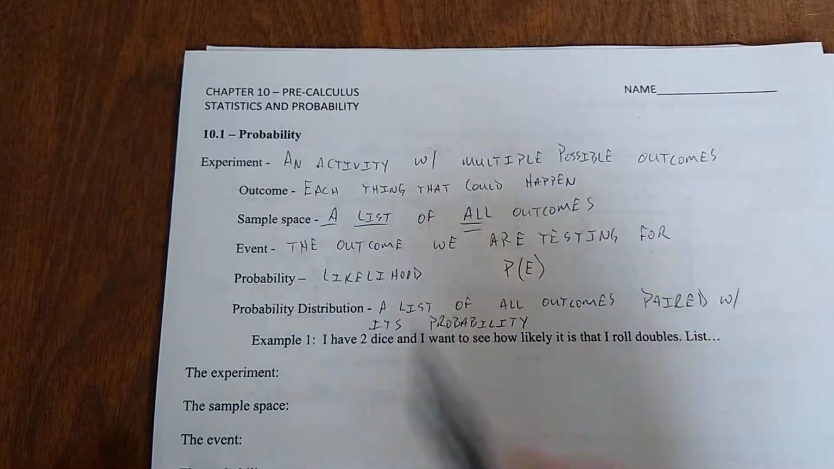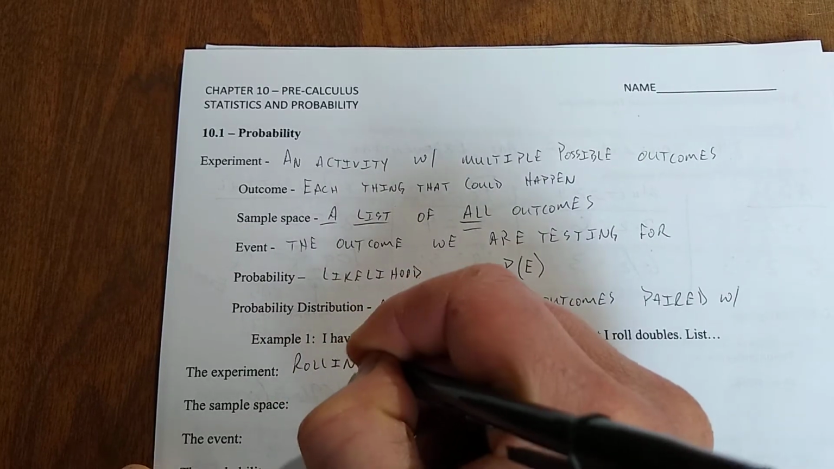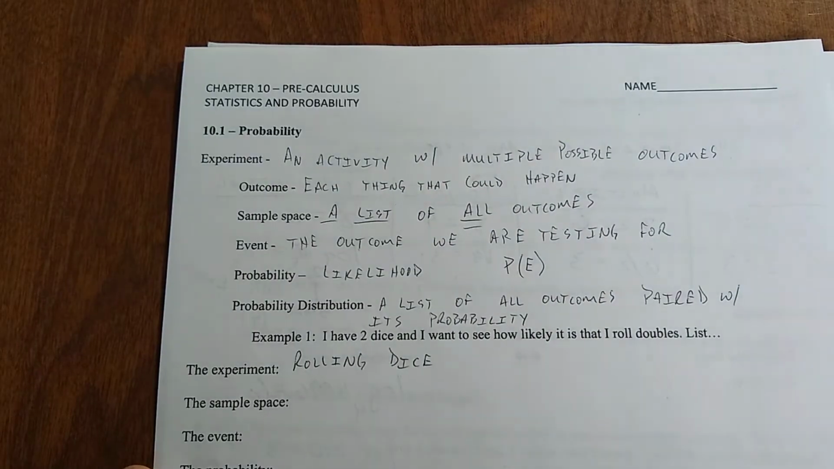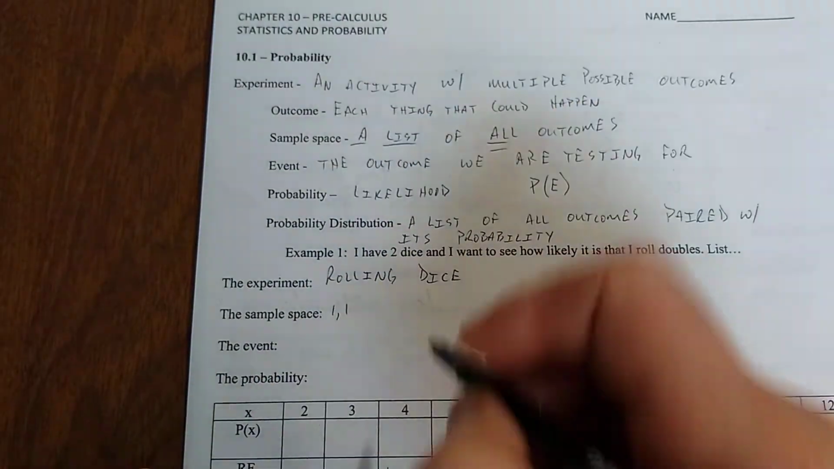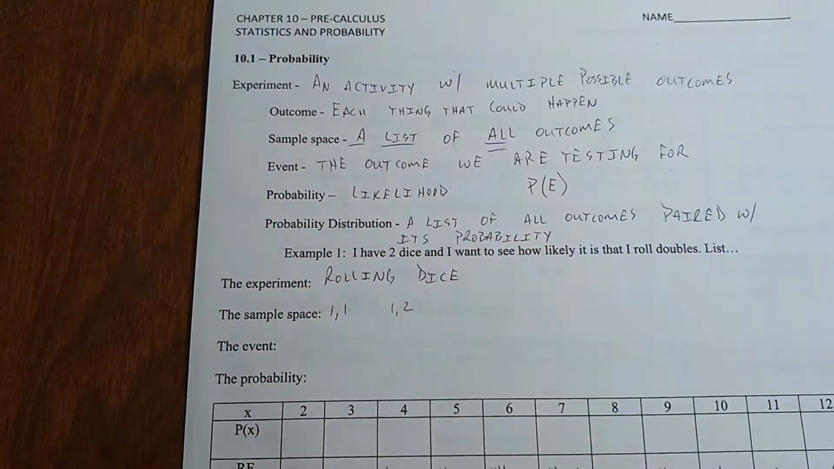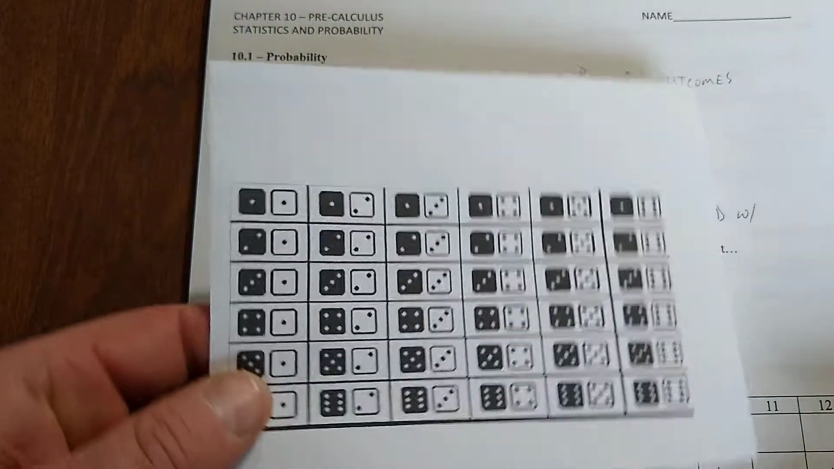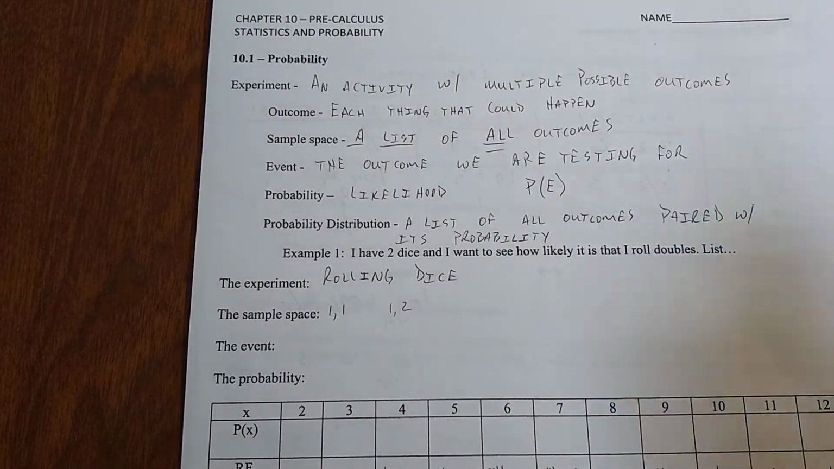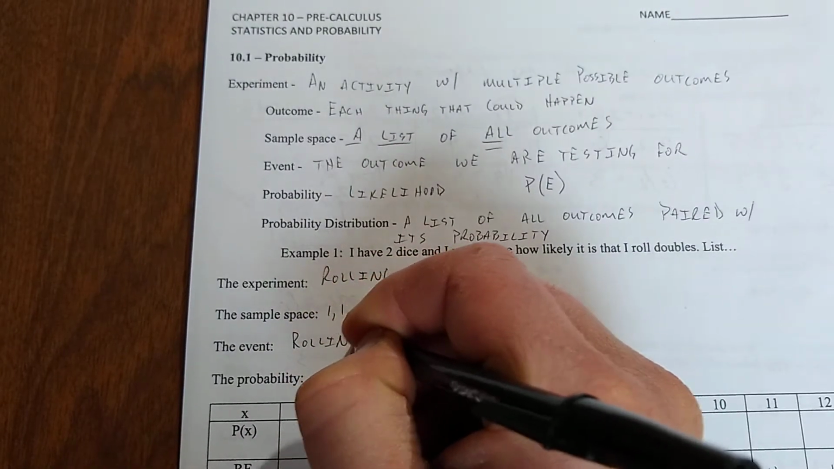All right, the experiment is just rolling dice. The sample space, if I wanted to be mean about it, I would say, all right, you have to list 1, 1, rolling a 1 and a 1, and then 1, 2, we get sick of that real quick. And so instead of making you list them all out, you can just hold up this piece of paper and say, there's my sample space. The event is rolling doubles. That's the specific event that we're trying to find.